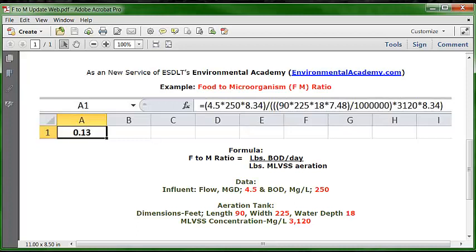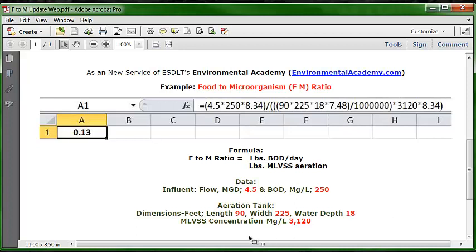So we're going to calculate the gallons of water first, and to do that, we're going to put in these three tank dimensions. The length in feet is 90, the width in feet is 225, and the water depth in feet is 18. So you take those three numbers, multiply them together, and then you multiply by 7.48 to convert from cubic feet to gallons. And that's going to give us gallons. And then, in order to put it into the formula, we have to have it in increments of millions for million gallons, so we're simply going to divide it by a million. All of those numbers will give us the gallons of water in aeration.